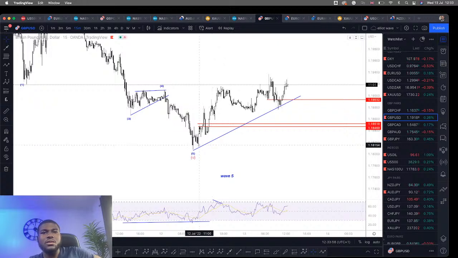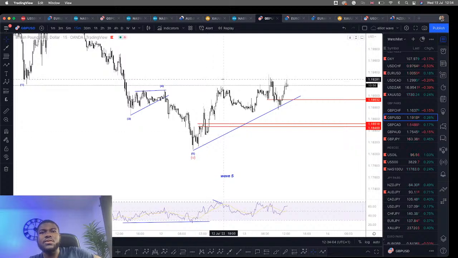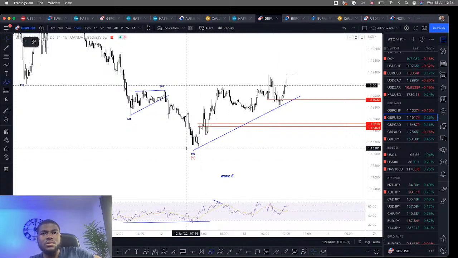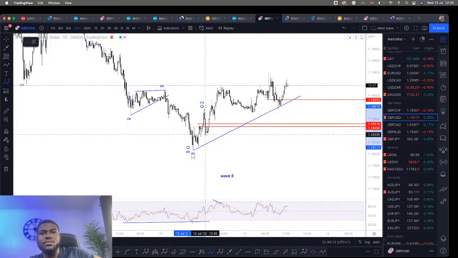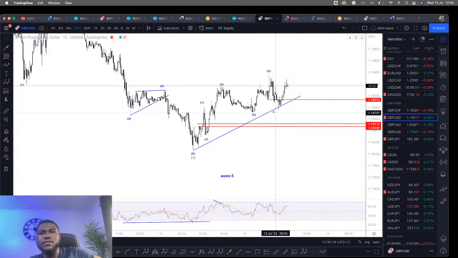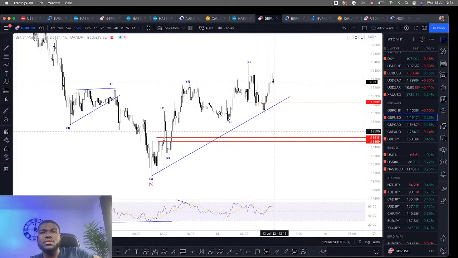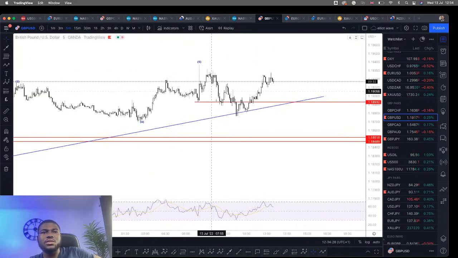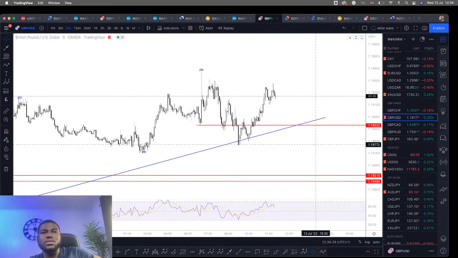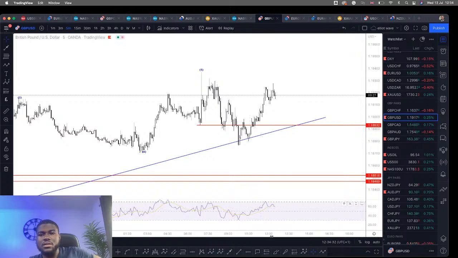Let's say 1, 2, 3, 4, 5. This is 1, this is 2, this is 3, this is 4, and this should be 5. Ideally, followed by a correction to the downside, and that correction should be minimum of an ABC correction. So this is the first leg, this is the second leg.